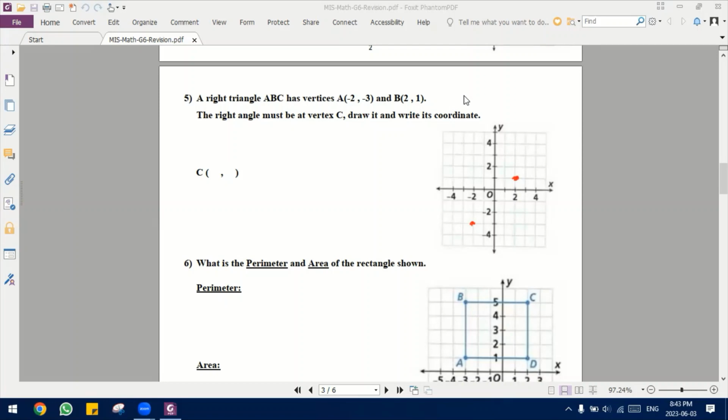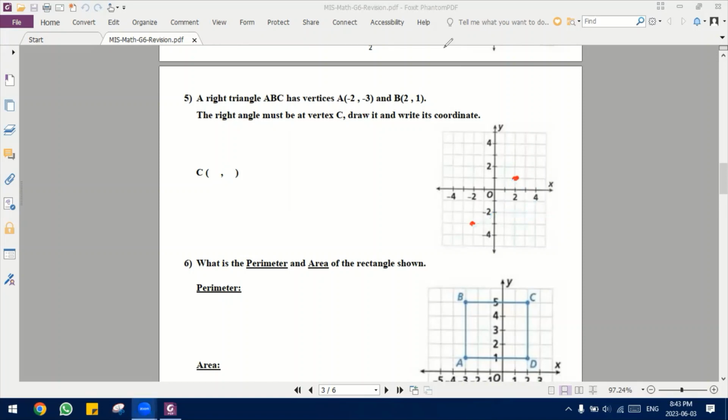Now, where shall I put C to make a right triangle? One of the students might place it here, so it will make a right triangle. Or someone will do it here. But I see in the class that some of the students are getting confused. Some of them make it like this, and when they draw it, they think that it's a right angle. No, this is totally wrong.